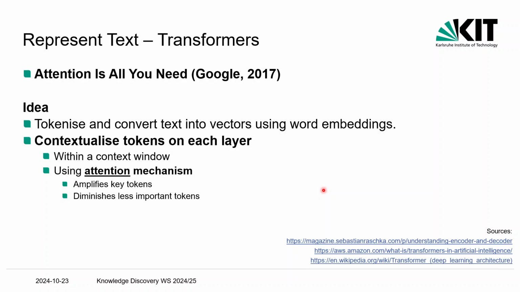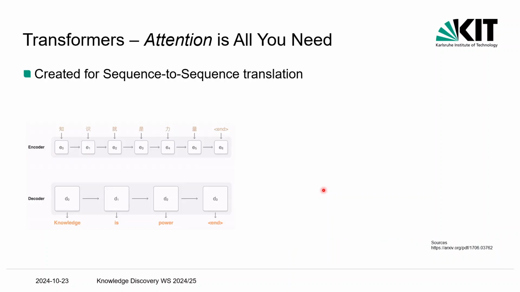Okay, contextualizing, great. Within a context window, using a so-called attention mechanism. And what does the attention mechanism do? Well, it amplifies key tokens while diminishing less important tokens from the entire thing. And so that's the big idea behind it. It's a mouthful, but let's have a look at how it might be done, or how transformers at least introduced it. But first of all, let's see what task the transformers were meant to perform initially.